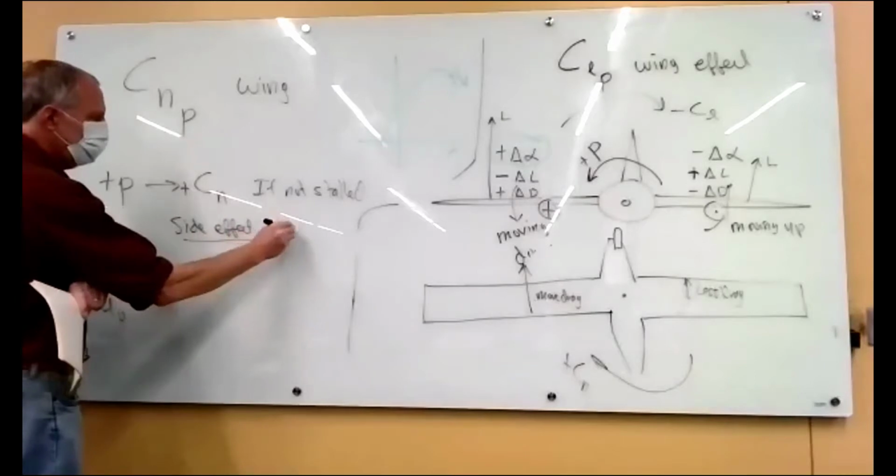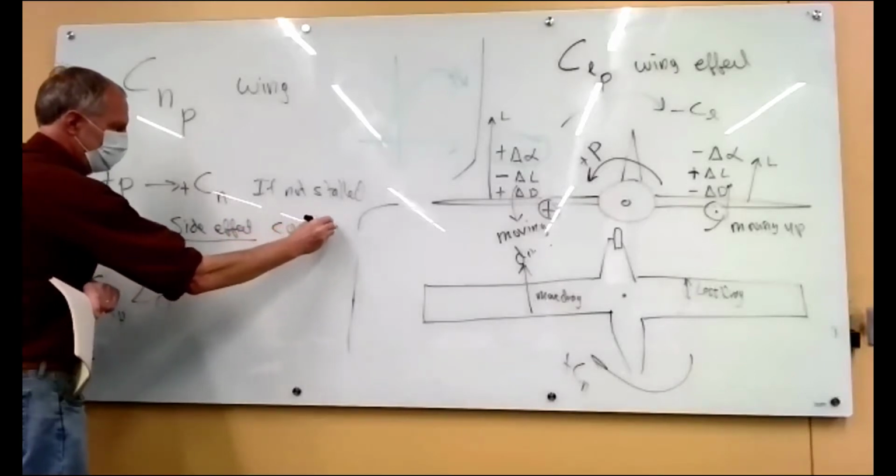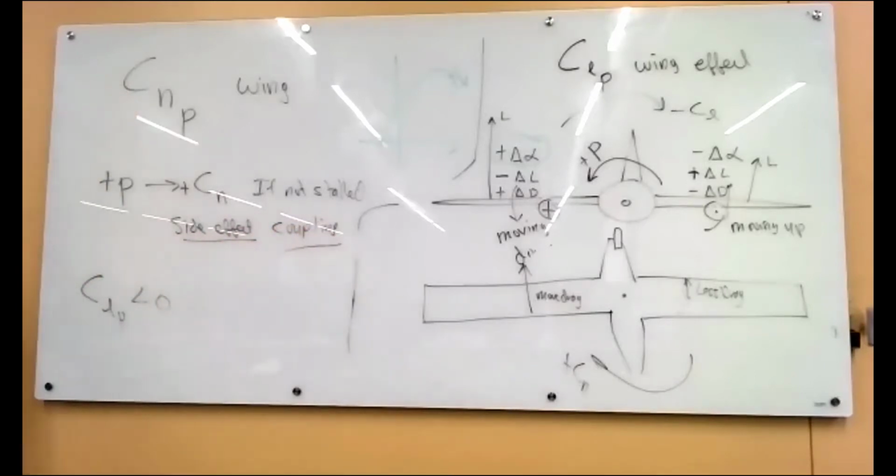But that's a coupling that could lead to problems, because all we want to do is roll the airplane, but wow, it turns out we're also going to yaw it just due to this effect. So it's a side effect, it's a coupling, and that's what makes lateral directional dynamics more complicated than longitudinal.